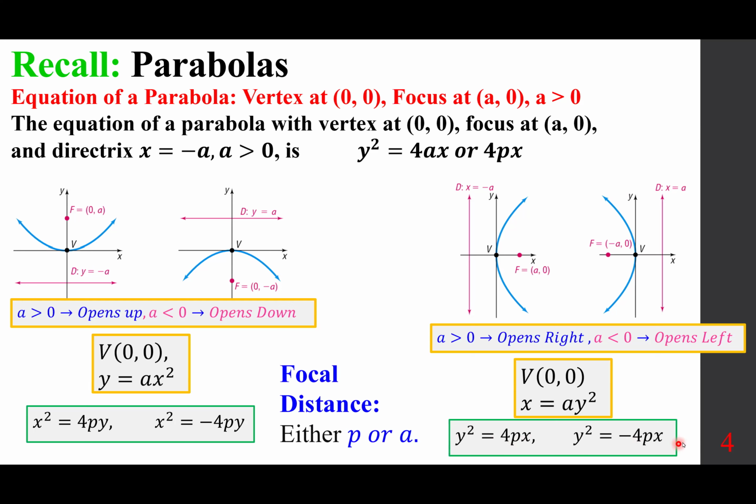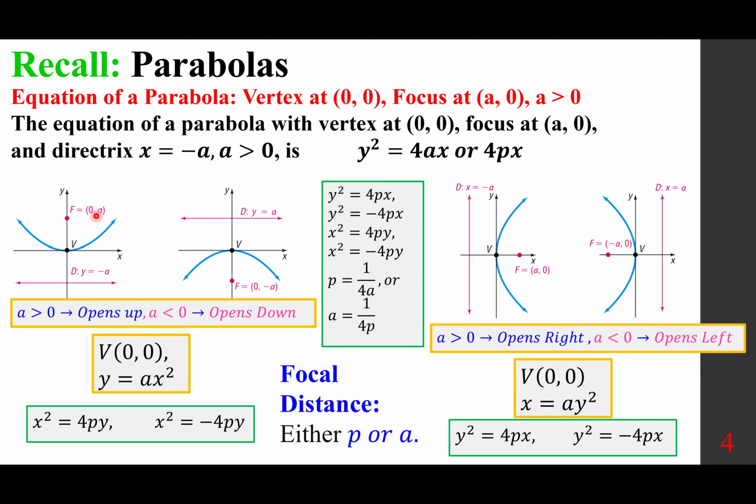What we need to know is this focal distance that is called either p or a, but I'm going to stick with p. The distance that you see here, this distance is equal to this distance, is called the focal distance. So y squared is 4px or minus 4px. X squared is 4py or minus 4py. It depends whether it opens sideways or up and down. Now, the relationship between a focal distance and this a in algebra is that p is 1 over 4a or a is 1 over 4p.